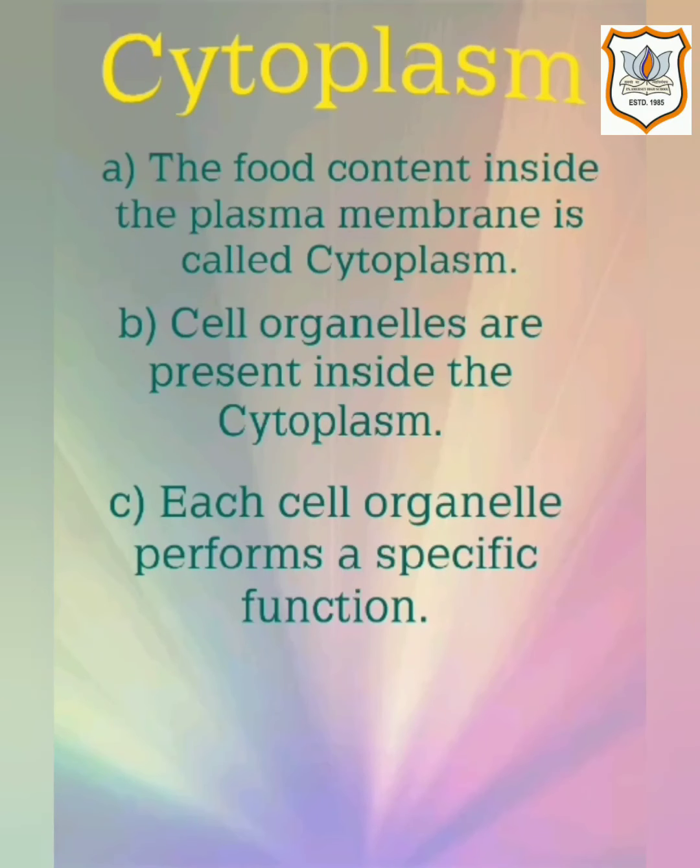Okay, the last part of the cell, that is cytoplasm. When we look at the temporary mounts of onion peel under the microscope, we can see a large region of each cell enclosed by the cell membrane. This region is known as cytoplasm. The cytoplasm is the fluid contained inside the plasma membrane. It is a very essential part of the cell. It also contains many specialized cell organelles, and each of these organelles performs a specific function.